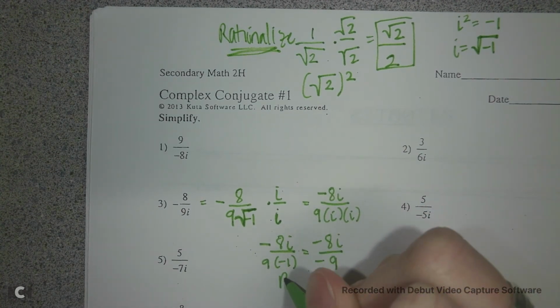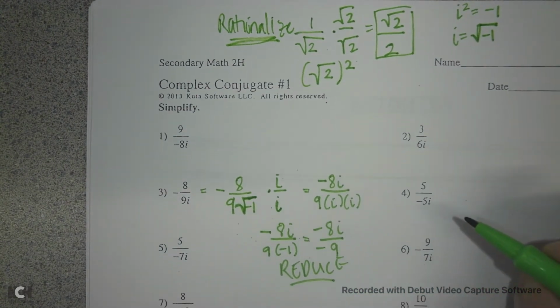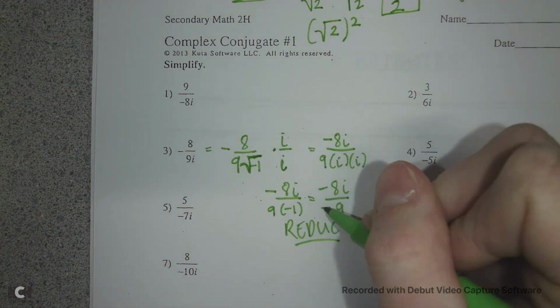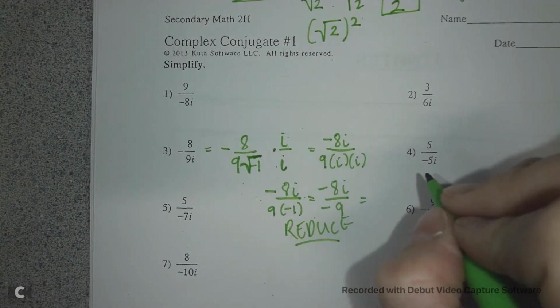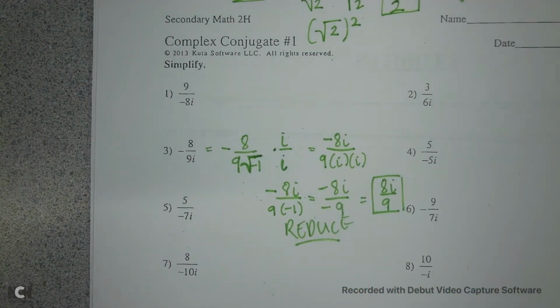You must reduce, please. If you don't reduce, they're going to be wrong. I can reduce by the negatives. The 8 and 9 can't be reduced, so it's 8i over 9 is your answer. Okay, so let's do another one.